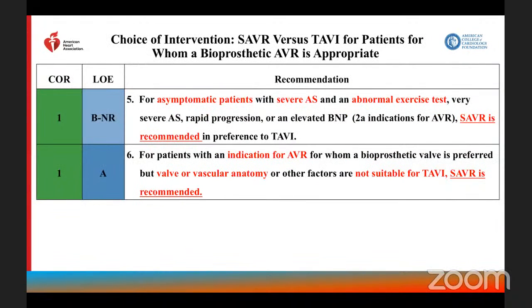For asymptomatic patients with severe aortic stenosis and an abnormal exercise test, very severe AS, rapid progression of disease, or an elevated BNP, surgical AVR is recommended, and it's a class 1B. For patients with an indication for aortic valve replacement for whom a bioprosthetic valve is preferred, but valve or vascular anatomy or other factors are not suitable for TAVI, the patient will go for surgical AVR. It's a class 1A.